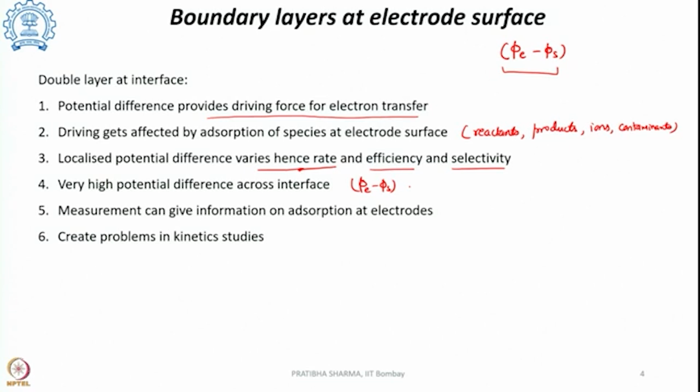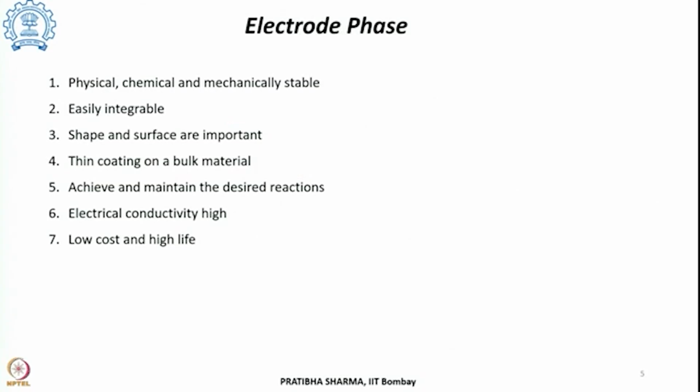The double layer capacitance measurement can provide information on adsorption at electrodes, however it tends to create problems in kinetic studies, particularly where high surface area electrodes are involved and when there are rapid potential changes with time due to charging currents. Now let us look at the electrode phase.